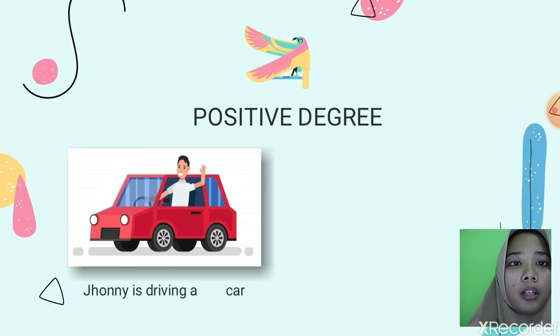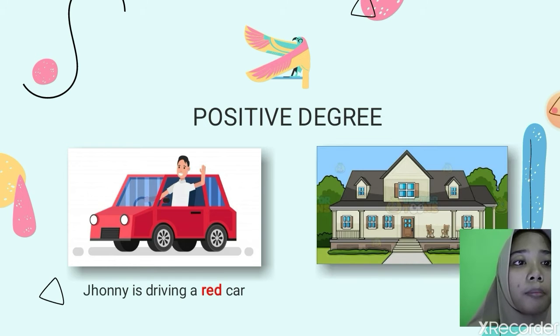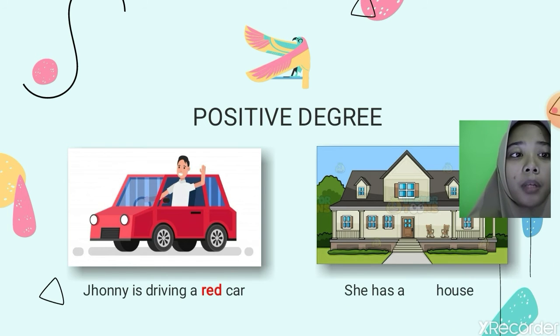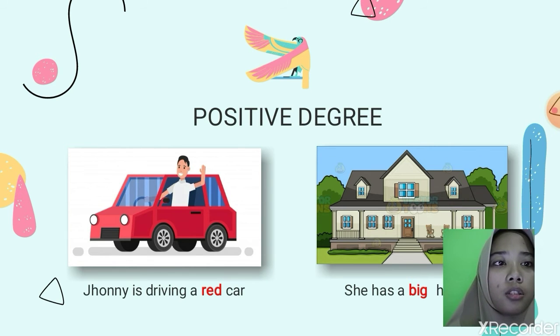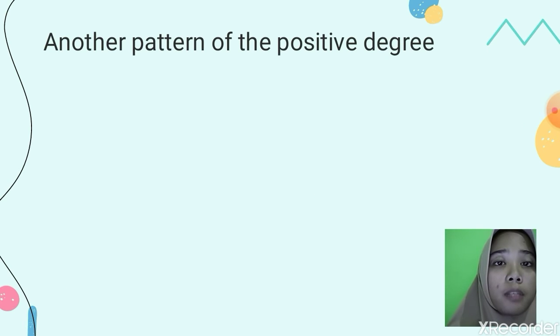The first example is a sentence: Johnny is driving a blank car. To describe the color of this car, we can say red as an adjective that describes the car. The second example is: she has a blank house, and the adjective is big, because we can see that this house has a big size. Let's move on to the next explanation.